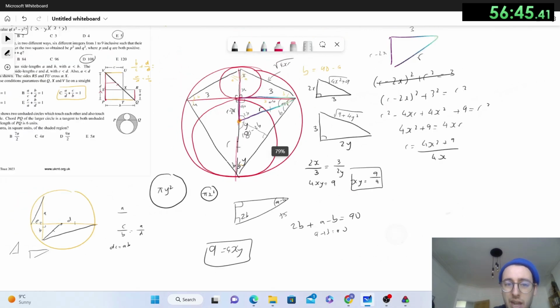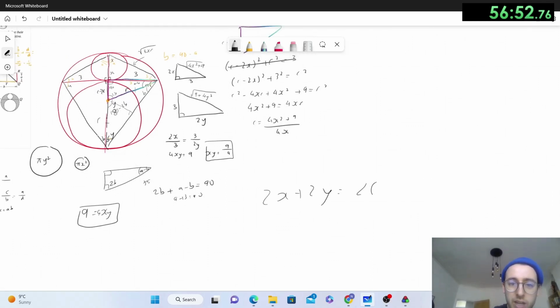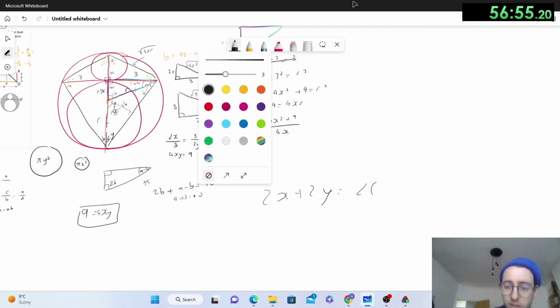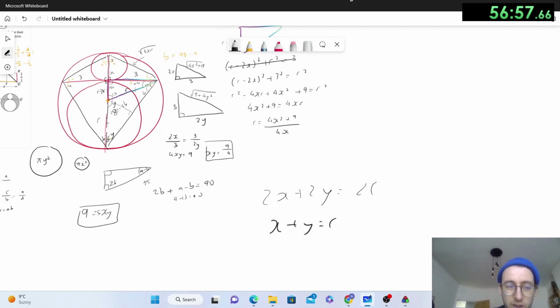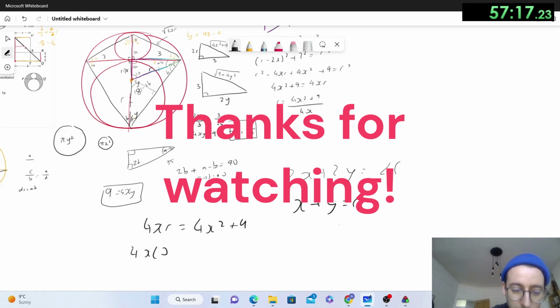Hold on. Am I being an absolute doofus? 2x plus 2y equals 2 radiuses. Oh my gosh, running out of time, but I think I'm getting somewhere. Oh my gosh, x plus y is the radius. X plus y is the radius. This is it. That's what I'm missing the whole time. Oh my word. Okay, so we've got 4xr equals 4x squared plus 9, and we've got x plus y as the radius. So we've got 4x lots of (x plus y) equals 4x squared plus 9.